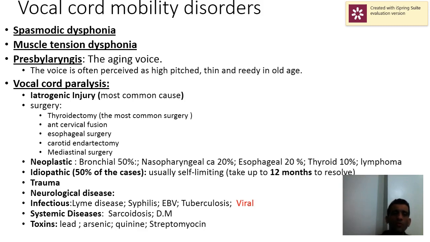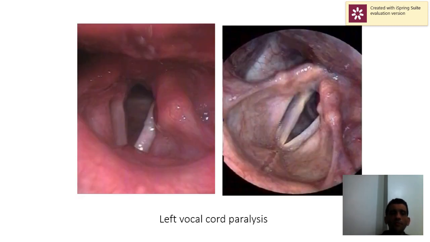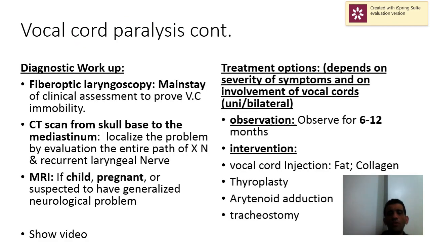Other important causes of vocal cord paralysis include neoplastic causes such as bronchial, nasopharyngeal, esophageal and thyroid tumors and lymphoma; the idiopathic type, which is considered a self-limiting condition; neurological disorders; trauma; infectious causes; systemic disorders; and toxins. As we see in this picture, there is a left vocal cord paralysis. Any patient presenting with unilateral or bilateral vocal cord paralysis needs a complete diagnostic workup.